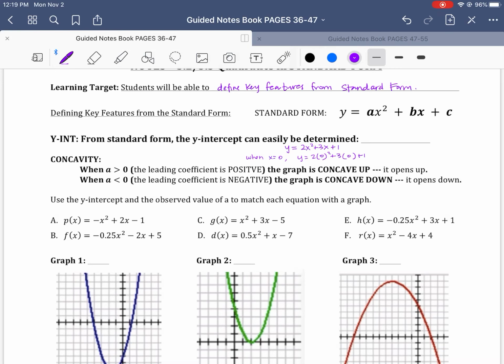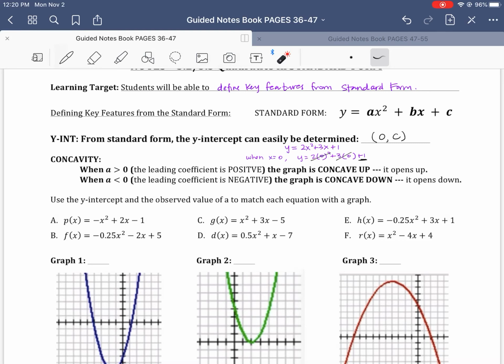Every time I do that, when I put a 0 in for x, this becomes 0. This becomes 0 because we multiply by 0, we get 0. So it's always actually just this c value here on the end. So if you can figure out what the c value is, then that y-intercept, and again, y-intercepts occur when x is 0, is always just that c value on the end.